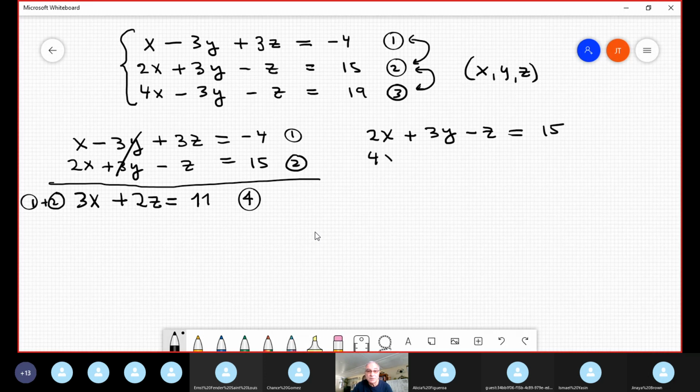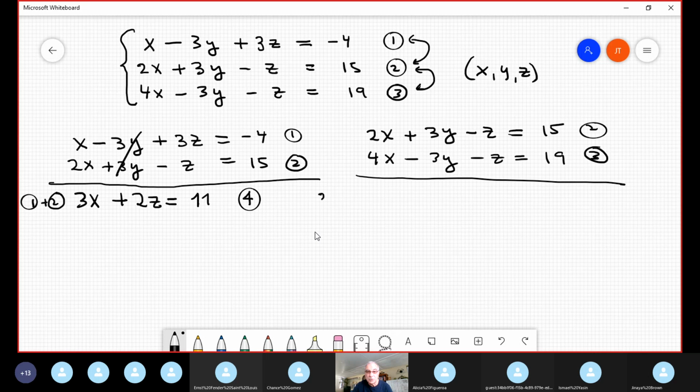I copy 4x minus 3y minus z equal 19. This is equation 2, this is equation 3. Now, ready. When you add equation 2 plus equation 3, this is 6x. This is gone, exactly the same as this. See, I eliminate y here, I eliminate y here. Minus 2z equal 34. This is equation 5.